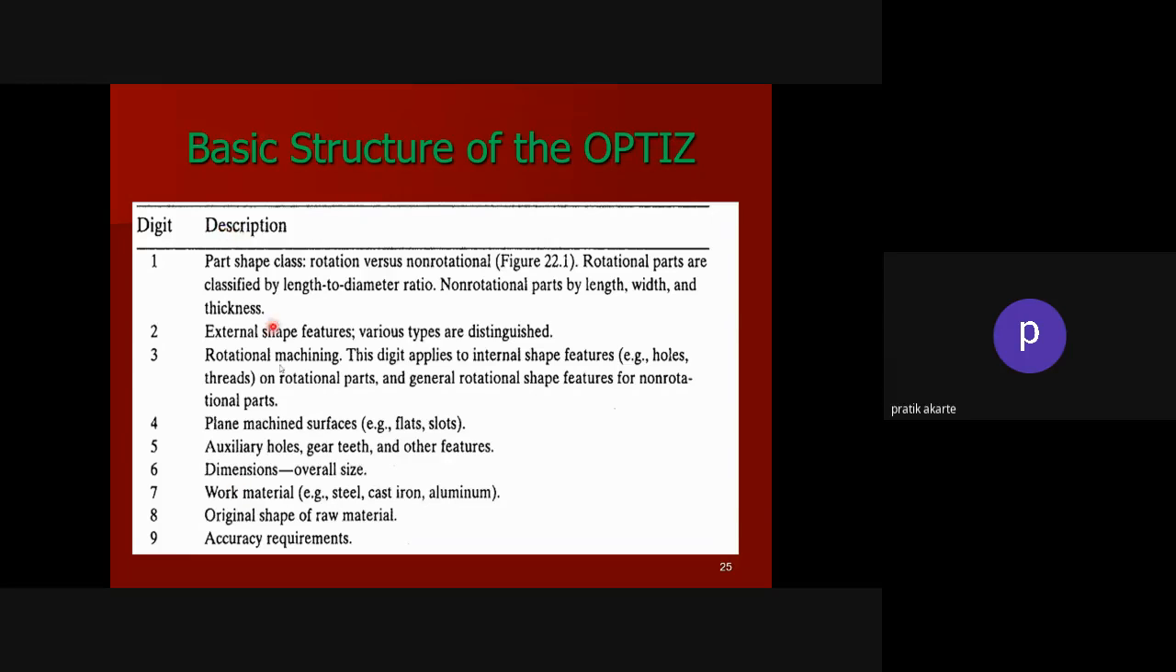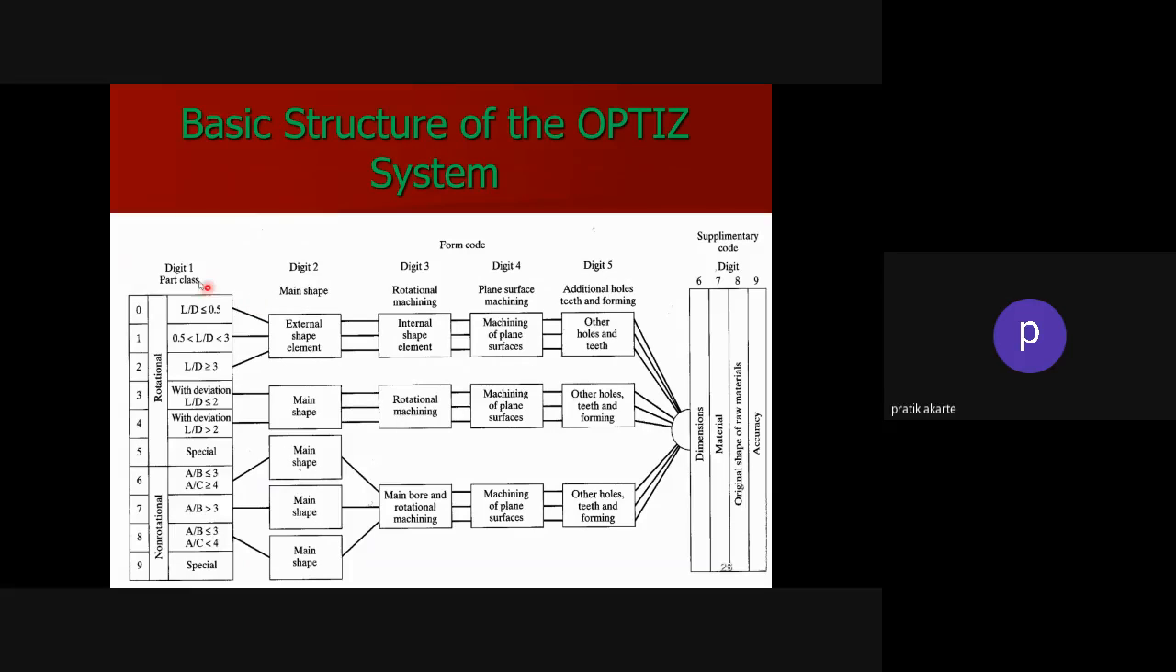This is how your basic structure works, and strictly each particular position is used to describe a particular feature of the part under consideration. Digit 1 gives you the part class, whether it is rotational or non-rotational. If it is rotational, then we can use the digits from 0 to 5. If the length to diameter ratio is less than or equal to 0.5, you have to use number 0.